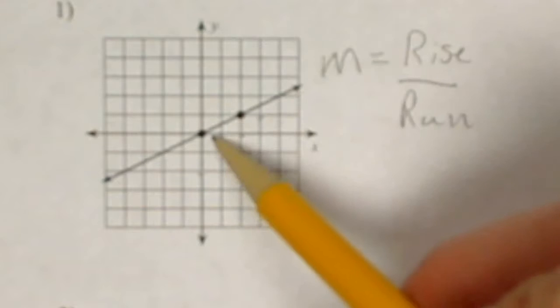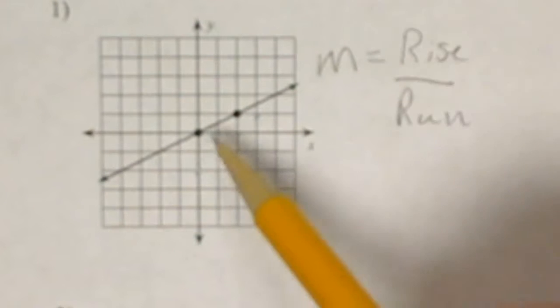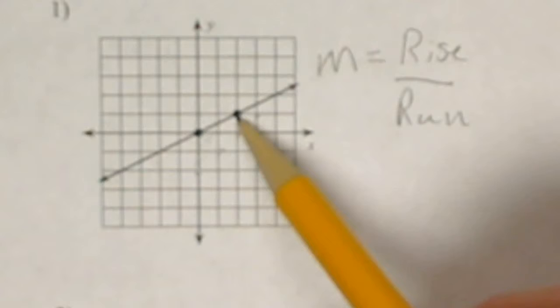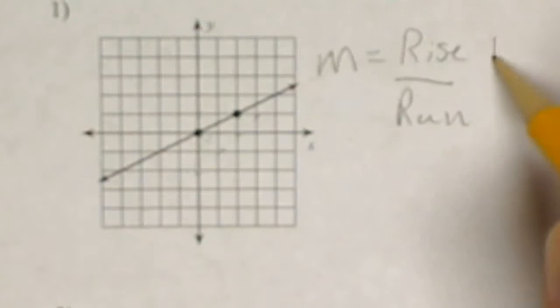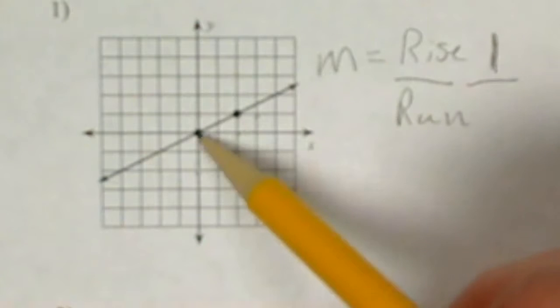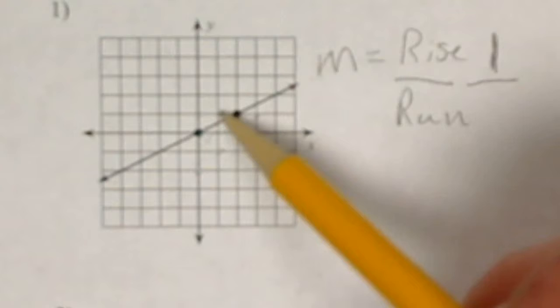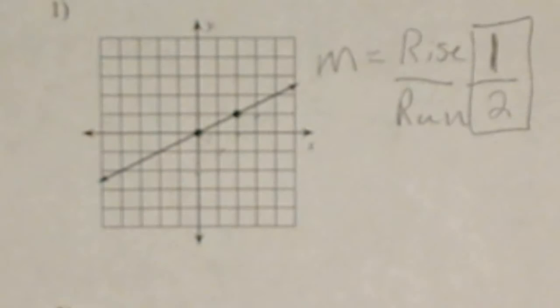So you can see right here, they've already identified this point as one that could be accurately read because it's where the grids are crossing each other, and same thing here. So how much am I rising to get to this point? I'm going up 1, so my rise is 1. Okay, and then how much am I running to get to this point? I'm rising 1 and I'm running 2, and that's my slope, and it's as simple as that.